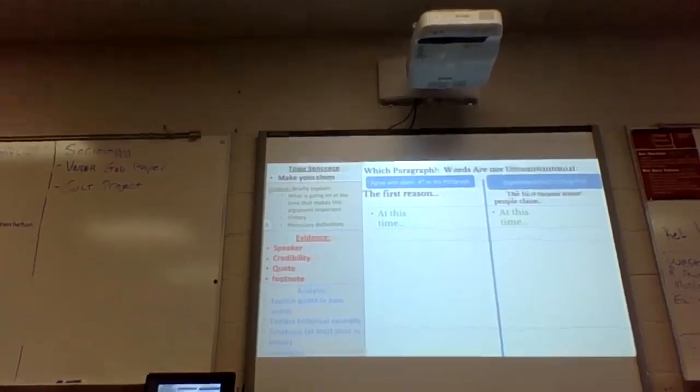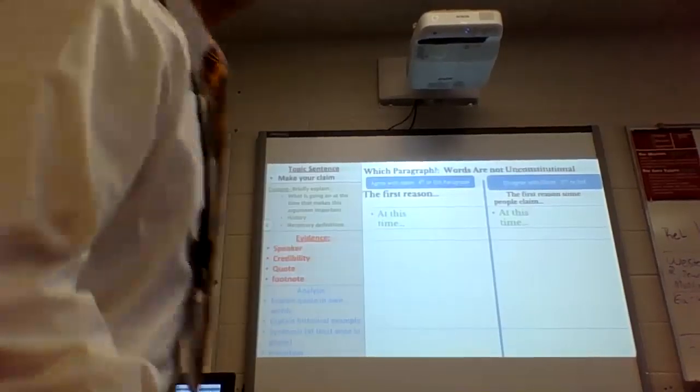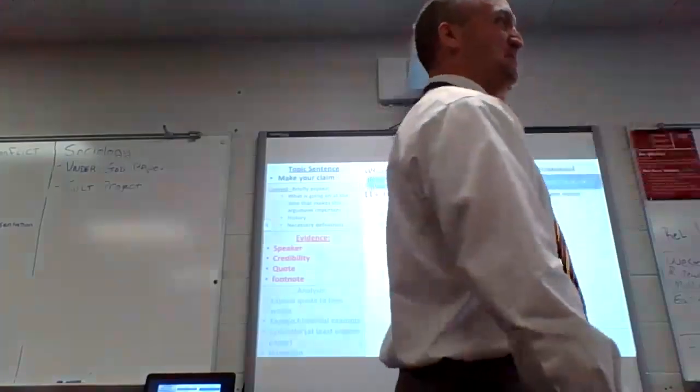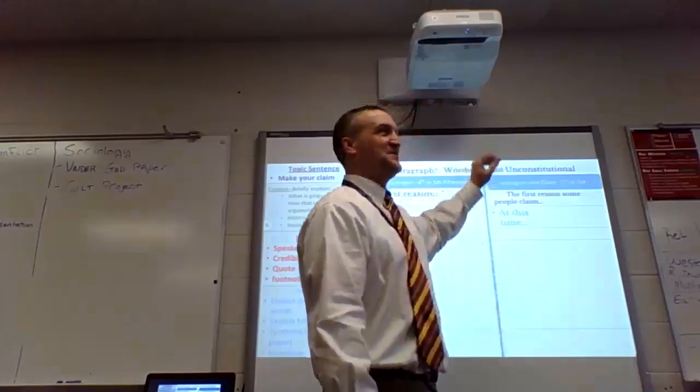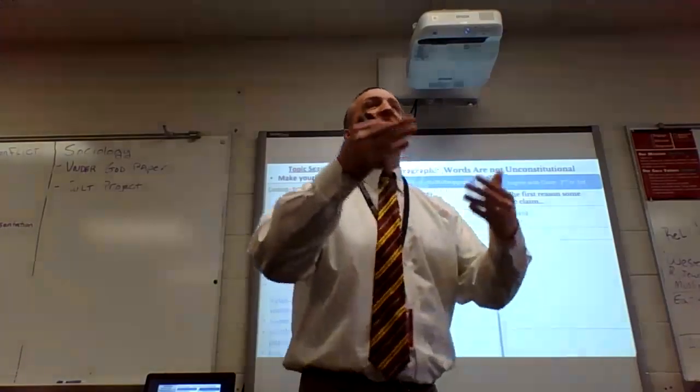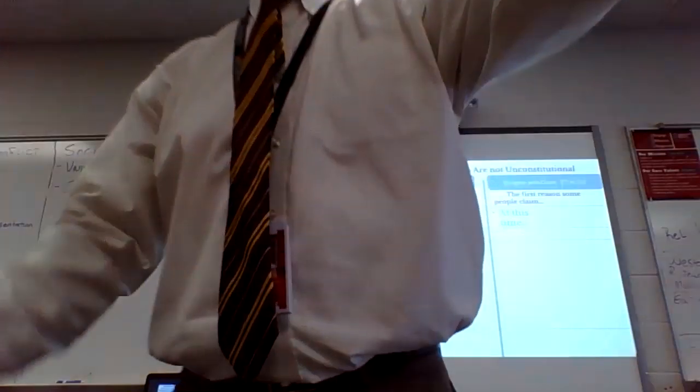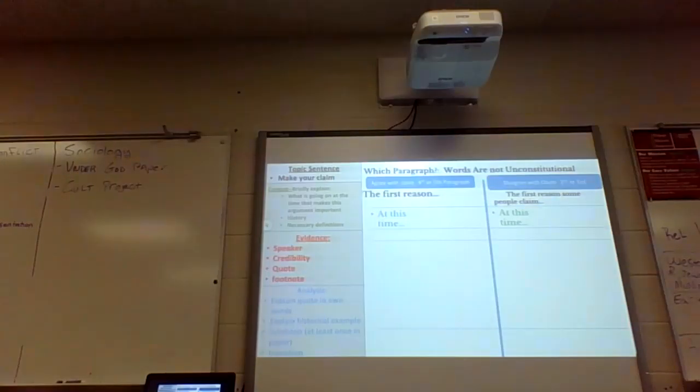What do you mean unconstitutional? What does that mean? Type me a sentence. Unconstitutional means, here's a freebie, use it if you want. Unconstitutional means it violates the First Amendment separation between church and state.